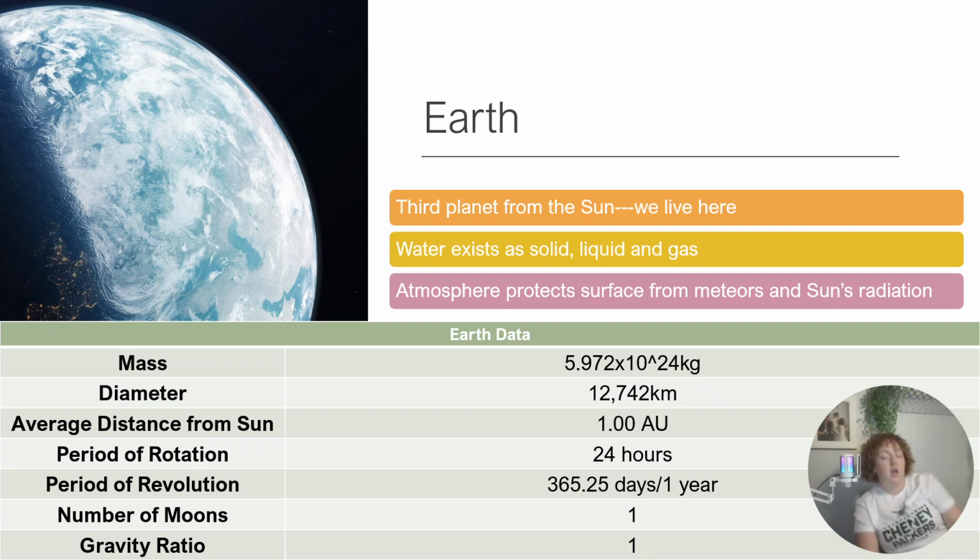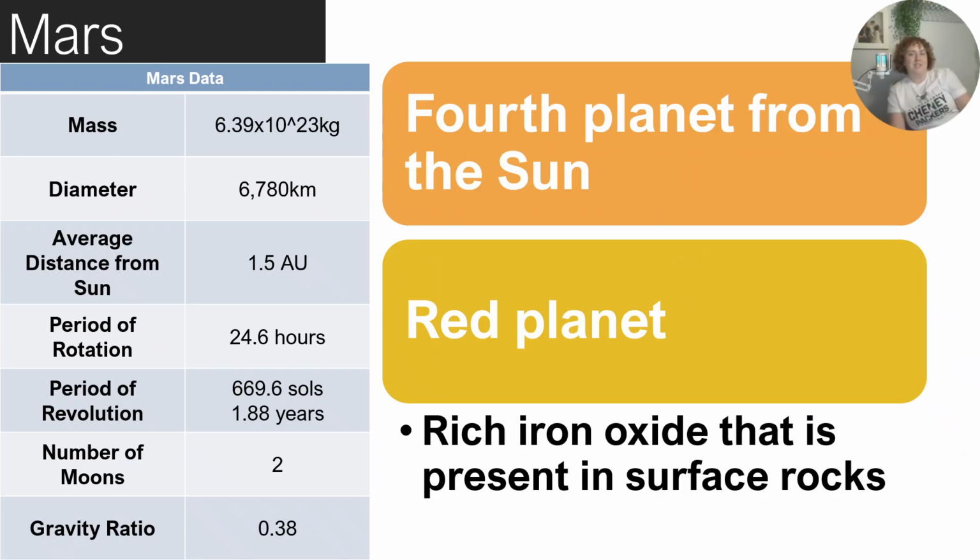Mars. Mars is our fourth and final planet that we're going to discuss in this video. It is fourth from the sun. We know it as the red planet lovingly. And that is because it is rich in iron oxides that are present on the surface, which gives it that red color.